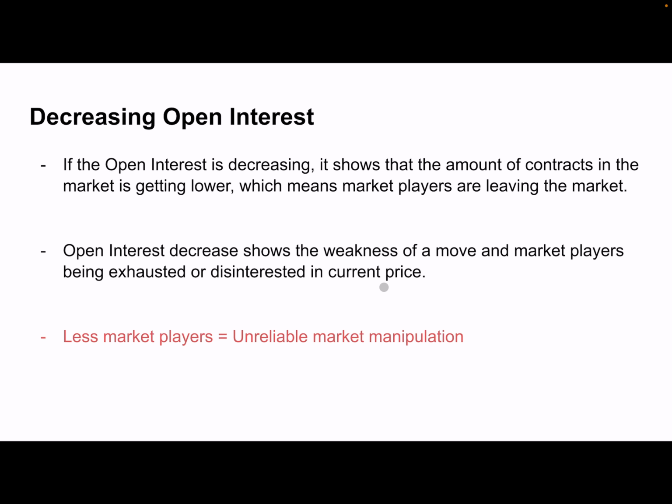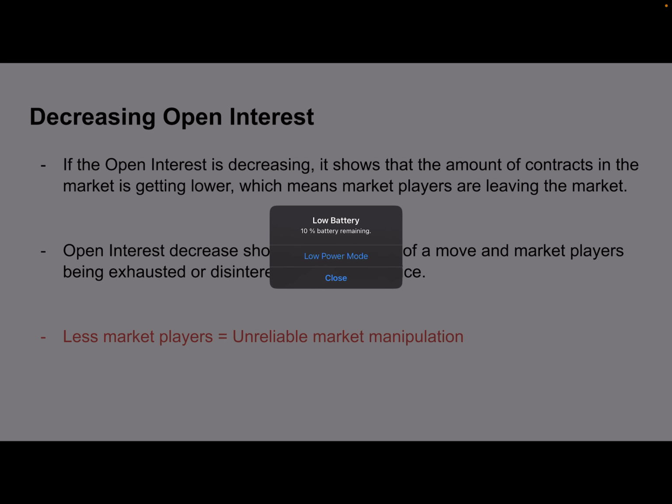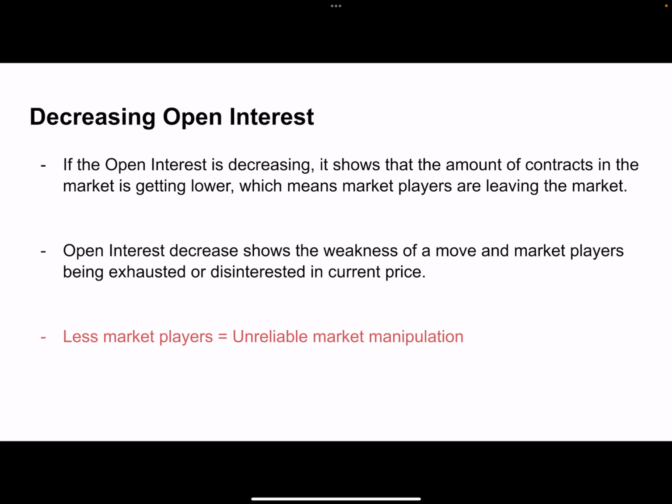And the other way around, the second thing that could happen is the open interest could decrease. And if the open interest is decreasing, it shows me that the amount of contracts in the market is getting lower, which means people are leaving the market. This could be forceful leaving, which is people getting stopped out, people getting liquidated, or people taking profits from their position. So it doesn't actually mean a bad thing, but it shows less conviction and people being exhausted or disinterested in the current price action.